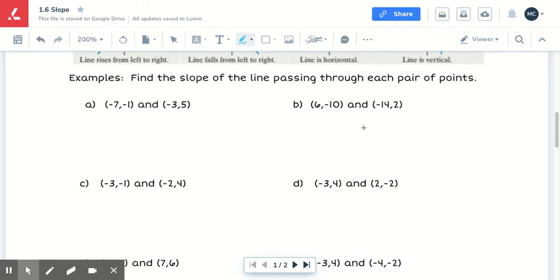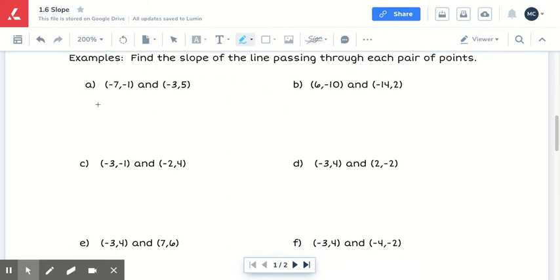Okay, so we're going to find the slope of the line that passes through each pair of points here. We're going to use the slope formula to do that. So I'm just going to write it down here in the margin. My slope is y2 minus y1 over x2 minus x1. So with these, it doesn't matter which point we call x1, y1 and which point we call x2, y2. But just for simplicity's sake, I'm going to say the first one that they give me is going to be my x1, y1, and the second one that they give me will be my x2, y2.